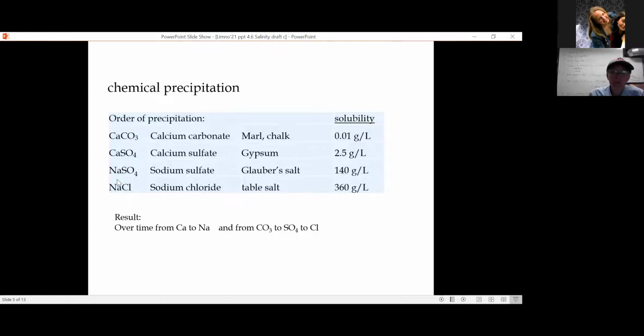And over time, what you see is that calcium forms solid salts that precipitate out first, leaving the sodium behind. You see that the carbonate precipitates out first, leaving the sulfate and chloride, and then the sulfate will precipitate out, leaving the chloride. So you see this gradual change over time in the nature of the chemical composition of the salinity in a lake, if the lake is becoming more and more saline.